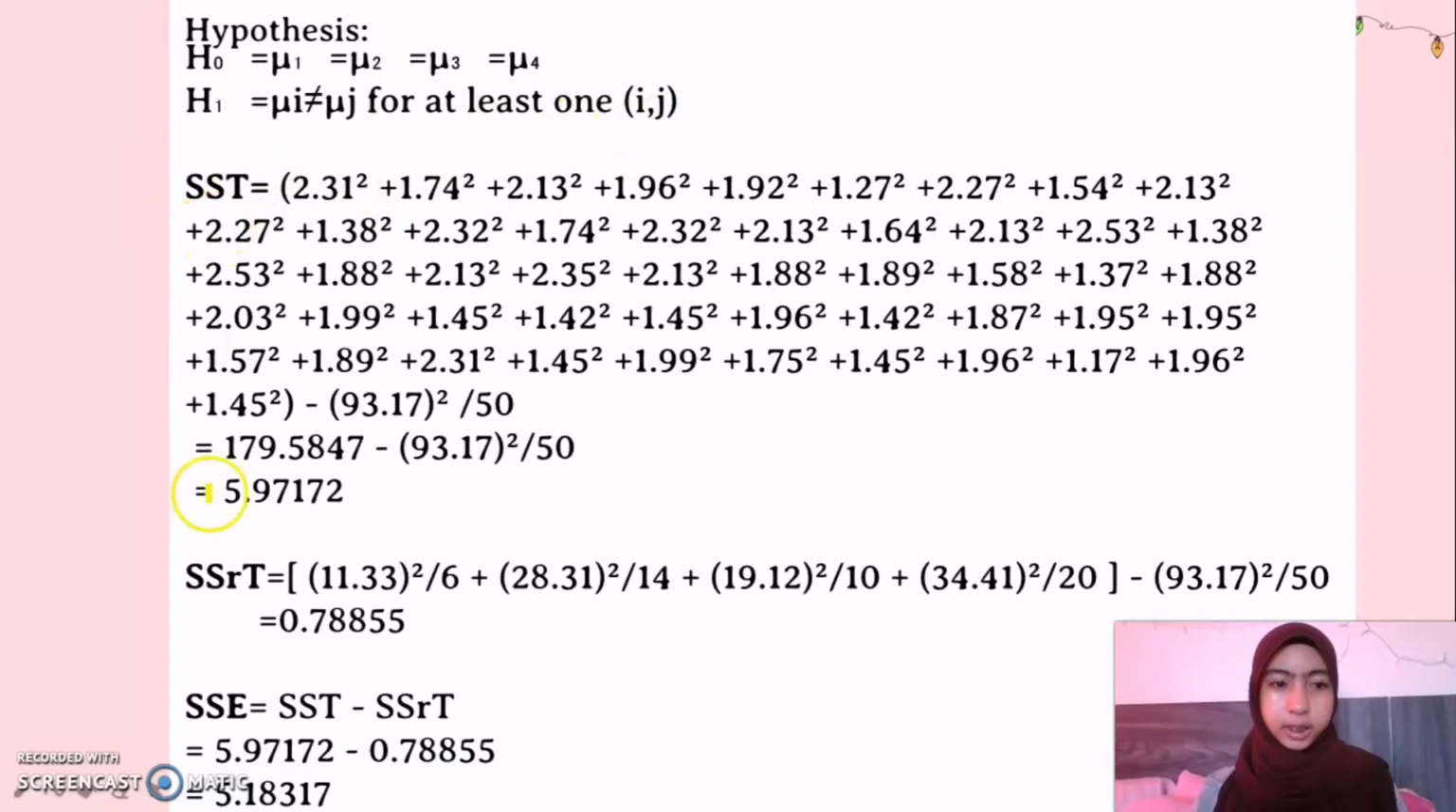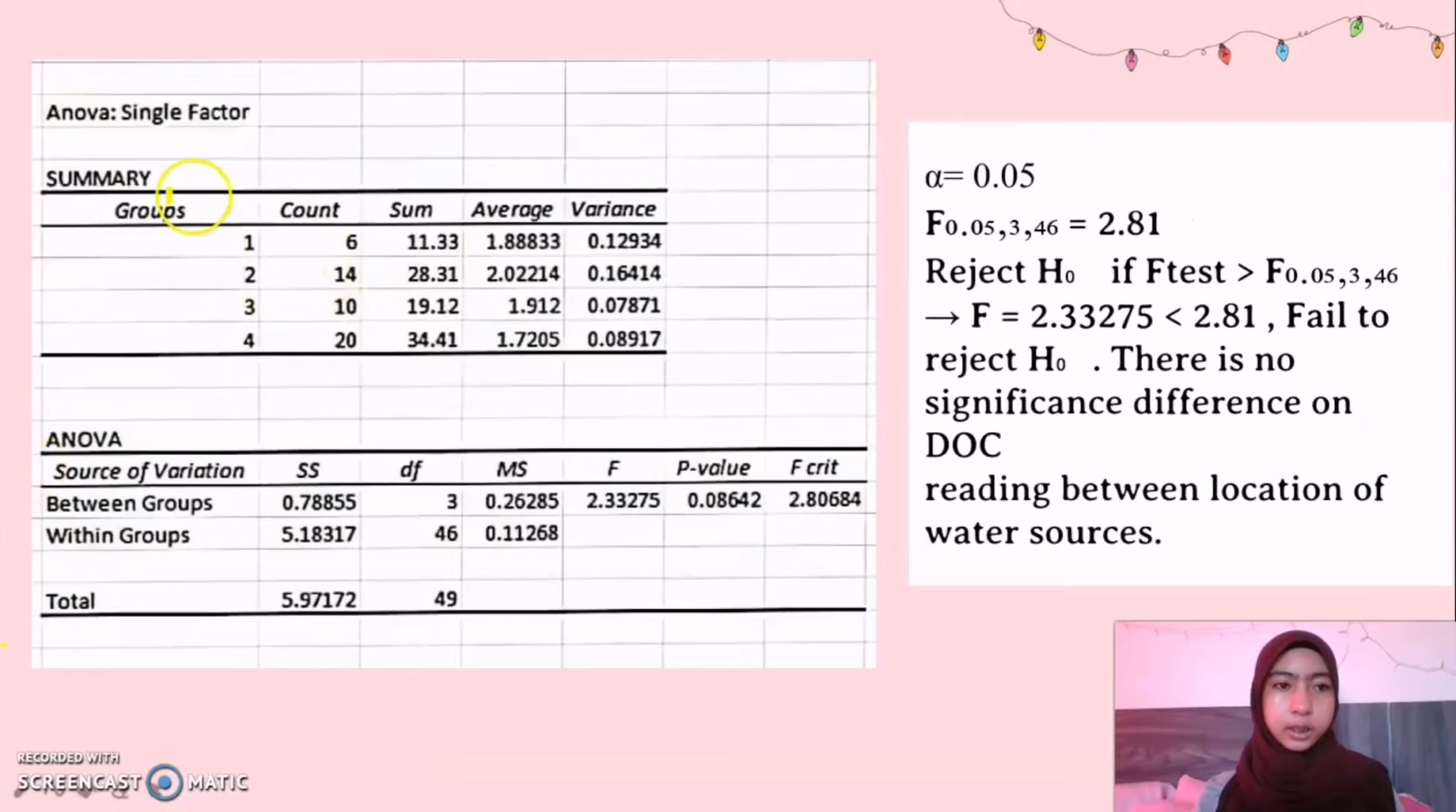We need to calculate SST, SSTR and SSE. So this is the way how we get SST, and the final answer is 5.97172. And this is the way how we get SSTR. The final answer is 0.78855. This is the way how we get SSE, and the final answer is 5.18317. So this is the summary, and this is the ANOVA table that we get by using Excel, so you can check whether your answer is correct or not.